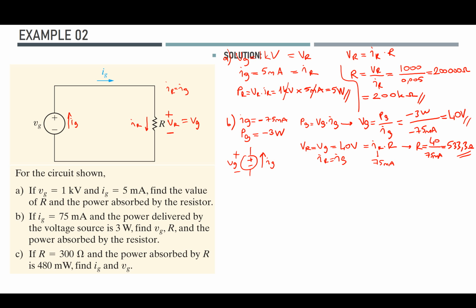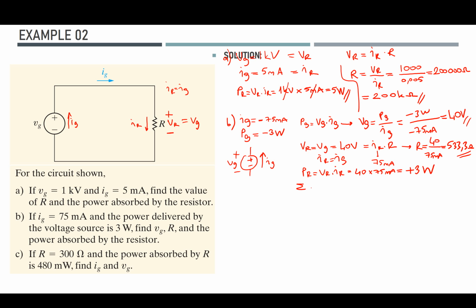Since I know the VG and the VR and the IR, I can easily calculate the power. PR should be VR times IR, which would give me 40 volts times 75 milliamps. That's going to be positive 3 watts.